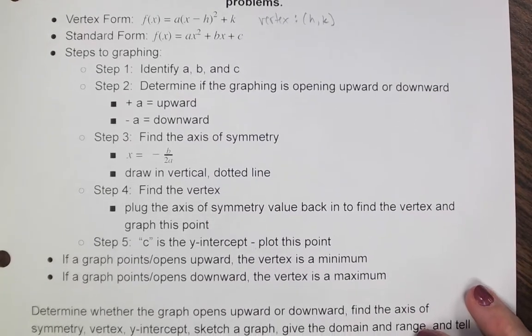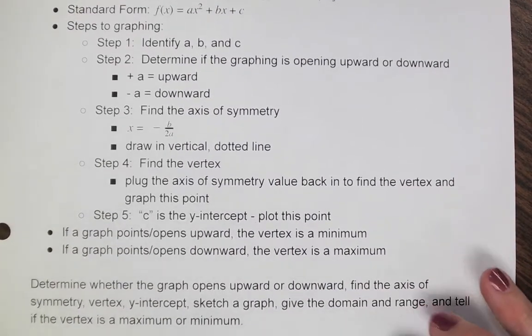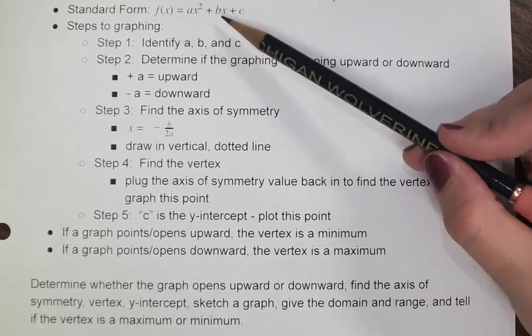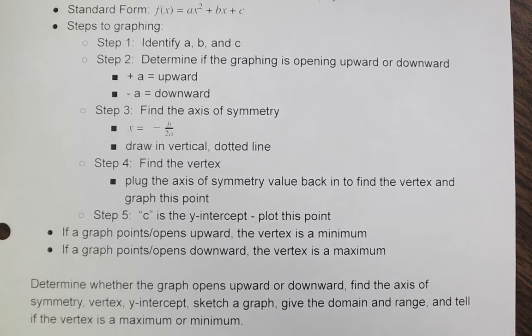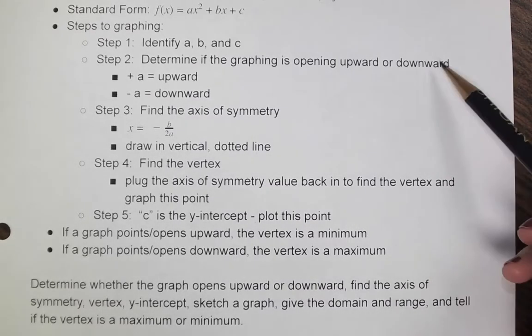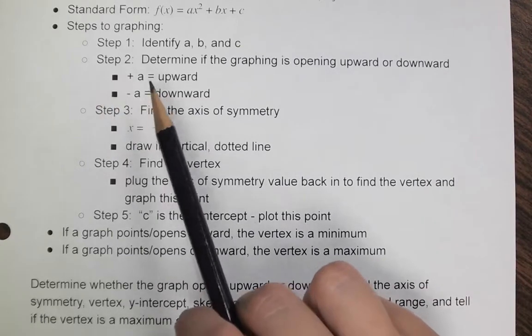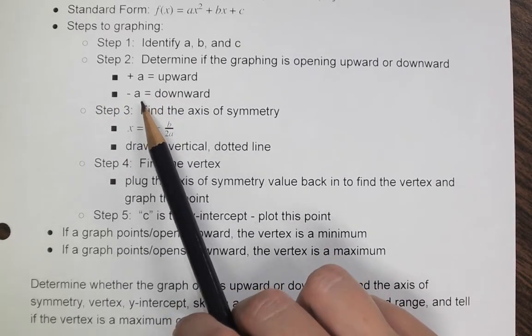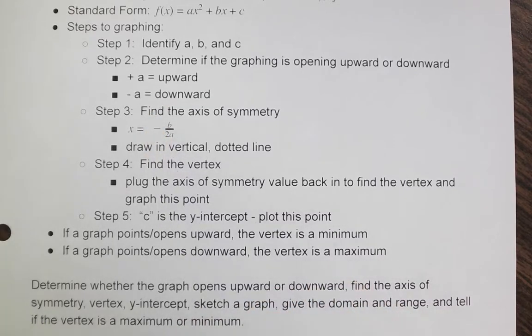And then our steps for graphing. The first thing you want to do is get it in standard form if it's not, and then identify what the a, b, and c values are. We're going to determine if the graph is opening upward or downward, and that's by the a value. If a is positive, it's opening upward. If a is negative, it's opening downward, which we looked at with all the transformation stuff also.